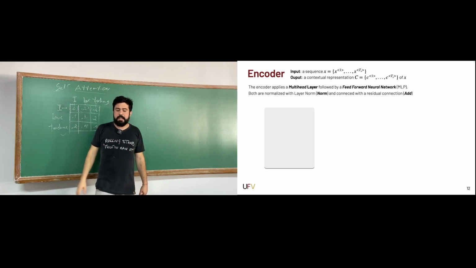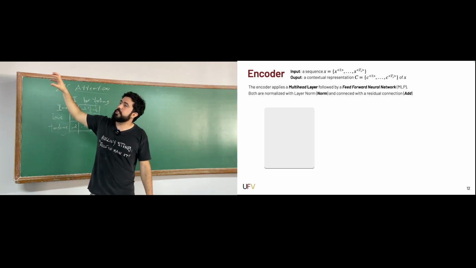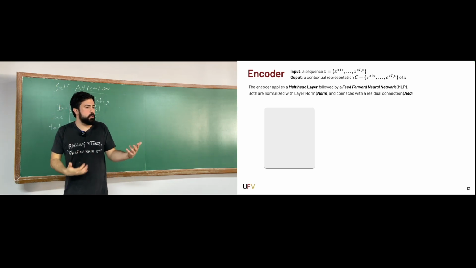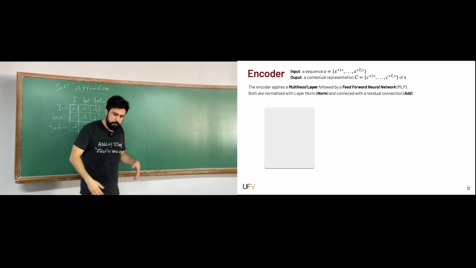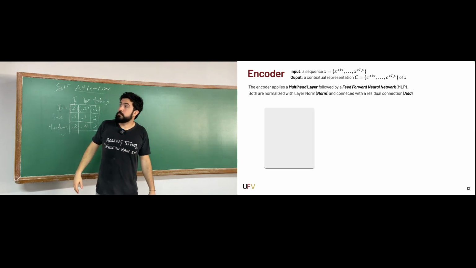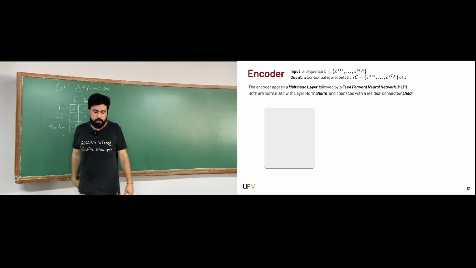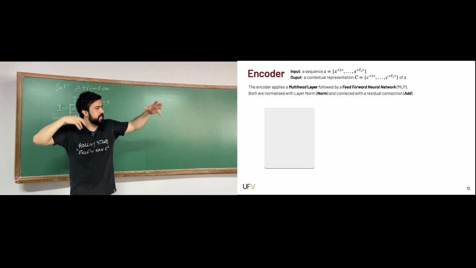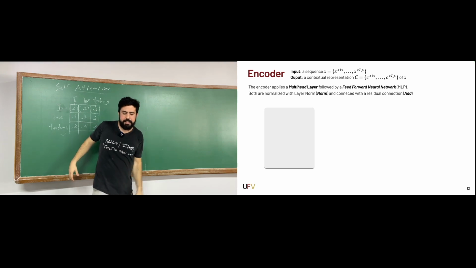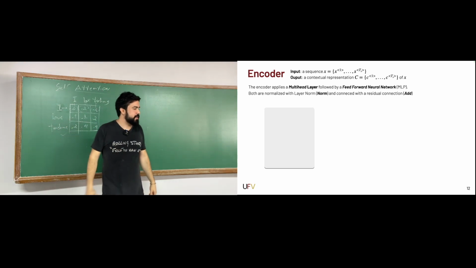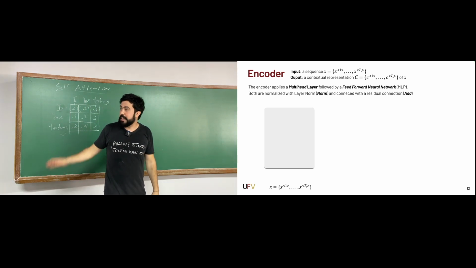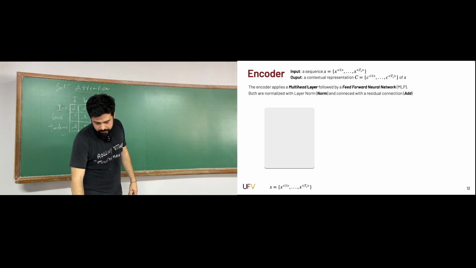So the way it does that is it's going to apply this multi-head layer followed by an MLP, or a feed-forward network. And then it combines these two layers with layer normalization and residual connection. So now we are bringing ideas from ResNet, right, and layer normalization. So let's go slowly. We start with this sequence, X.